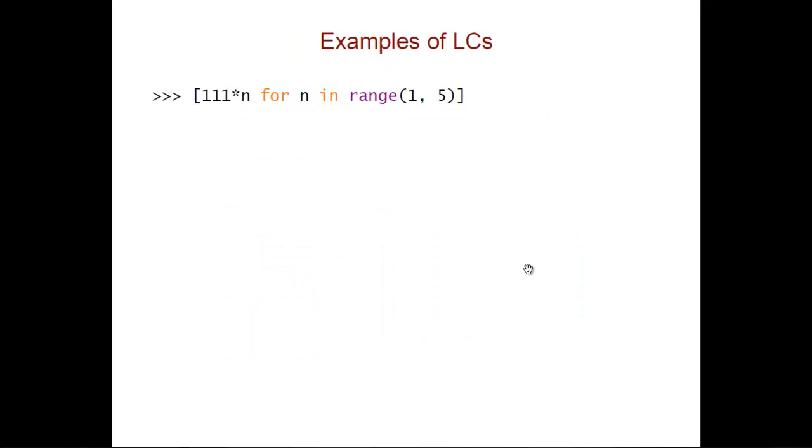Now, here are some other examples. Here, the sequence that we're using is being supplied by range. And if you remember, range(1, 5) is going to give you the list of integers from 1 to 4. And then we're letting n take on each of those values, and for each of those values we're getting the result of this expression. So when n is 1, we're going to get 111 times 1. When n is 2, 111 times 2, or 222. When n is 3, we get 333. When n is 4, 444.